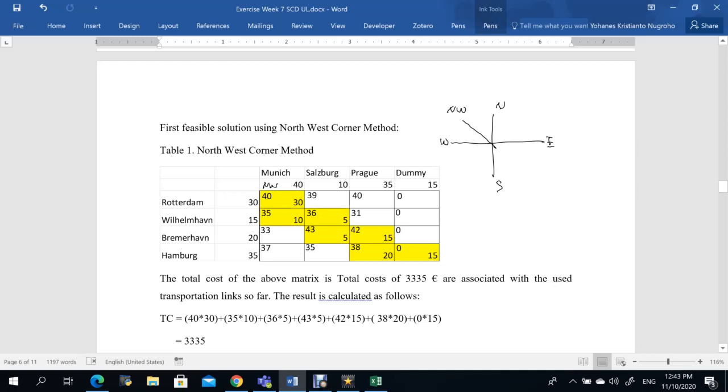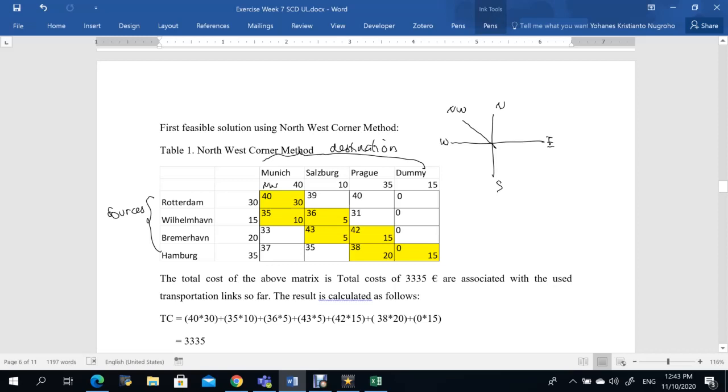So the method is very simple. For instance, here we have 4 sources, we call them sources. Here we have also 4 destinations, and each source has its own capacity. Rotterdam has 30, Wilhelmshaven has 15, Bremerhaven has 20, and Hamburg has 35. And each destination has its own demand. Munich has 40, Salzburg 10, Prague 35, Dummy has 15.